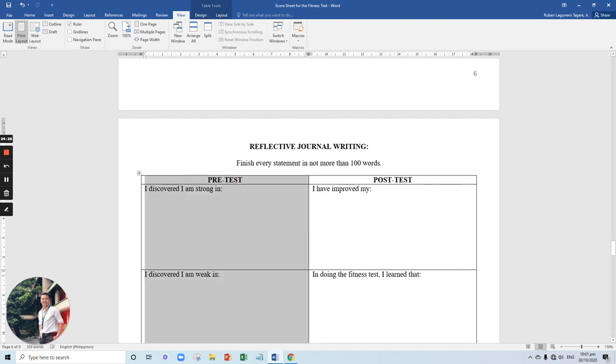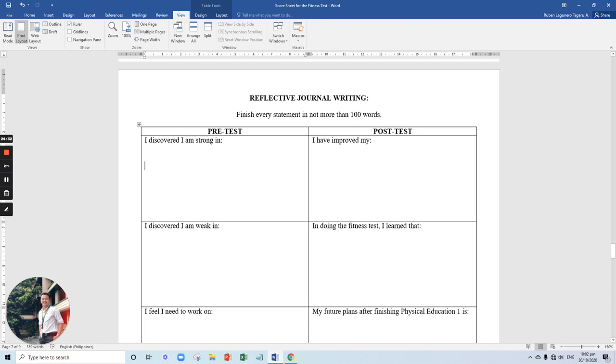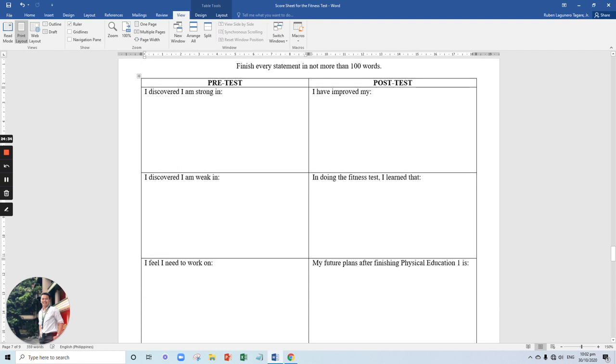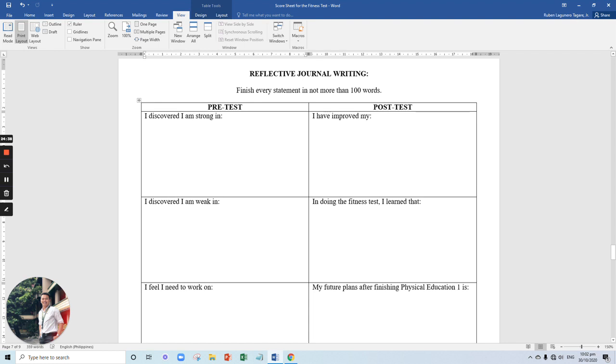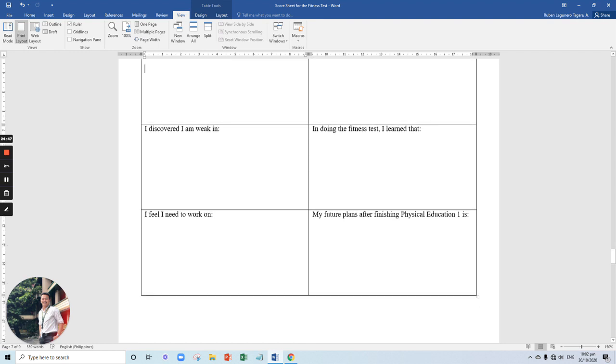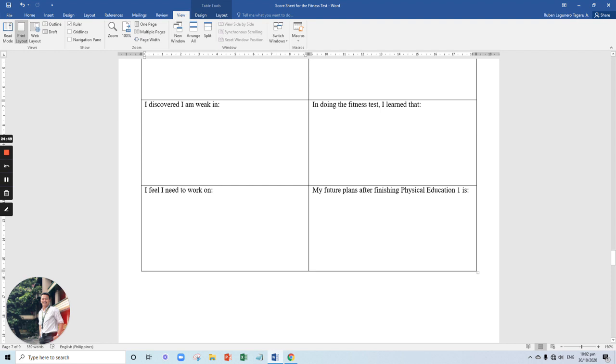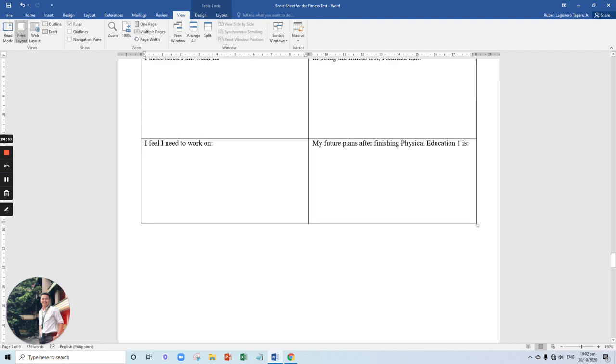So, number 1 here, I discovered I am strong in, lagay nyo. I discovered I am weak in during the pre-test and I feel I need to work on, lagay nyo dito. Then, during the post-test naman, sasagutan nyo naman ito, I have improved my, so lagay nyo. In doing the fitness test, I learned that, ano yung mga learnings ninyo sa fitness test natin. And your future plans after finishing physical education 1 is in relation to your fitness, of course.